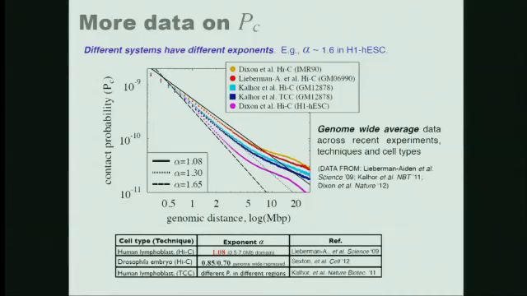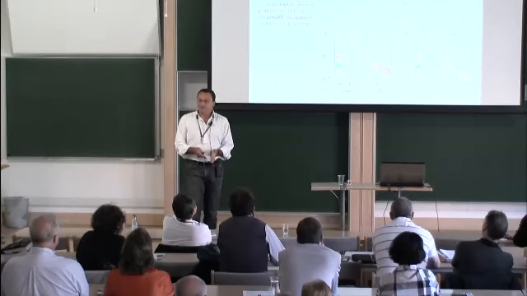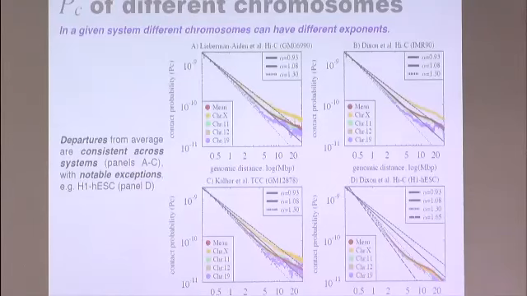And of course, the following question is, but what happens in a given system? And again, this is a collection of data. This is the original data by Rao et al. And again, the genome-wide average is in red. The other colors illustrate the behavior of different chromosomes in that system. And you see there are a number of chromosomes which are really close to the average, by definition of average in a sense. But there are clear departures.